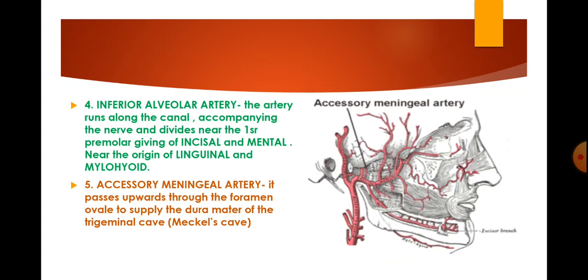Inferior alveolar artery. The artery runs along the canal accompanying the nerve and divides near the first premolar, giving off incisor and mental branches, near the origin of the lingual and mylohyoid. Accessory meningeal artery: it passes upward through the foramen ovale to supply the dura mater of the trigeminal cave.